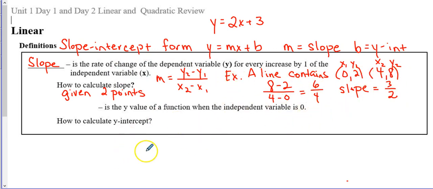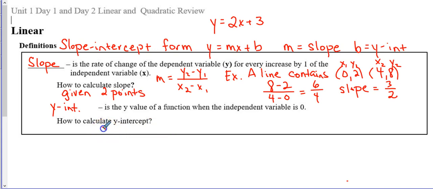Okay, the y-intercept, you can abbreviate that. The y-intercept is the y value of a function when the independent variable is 0. In other words, when x is 0, the y-intercept is the y value. So in this particular line, the y-intercept would be 2. So if you're given a point where you've got a 0 for x, then that other value is the y-intercept.